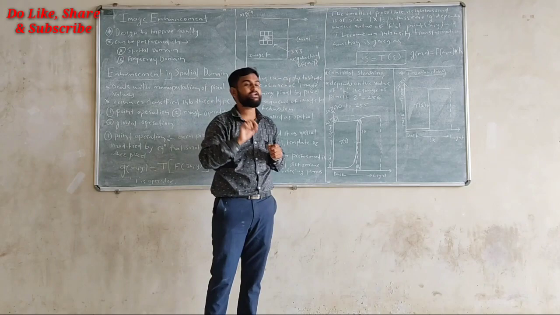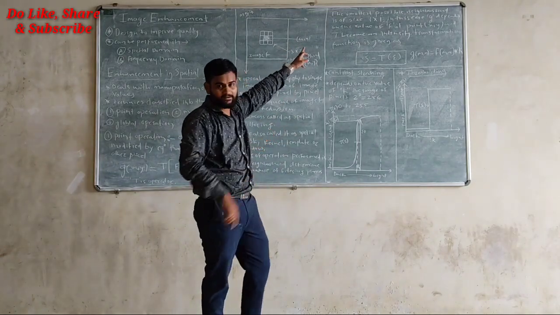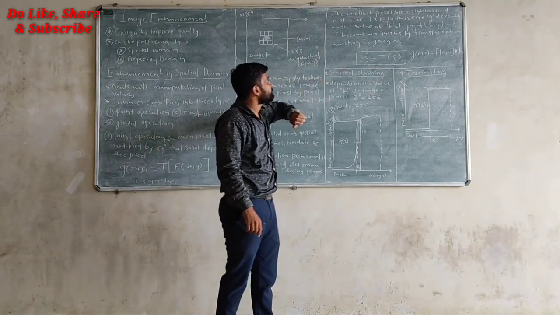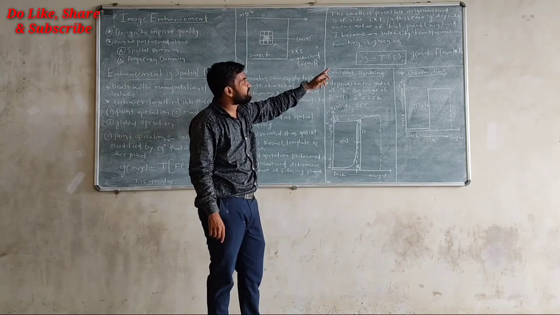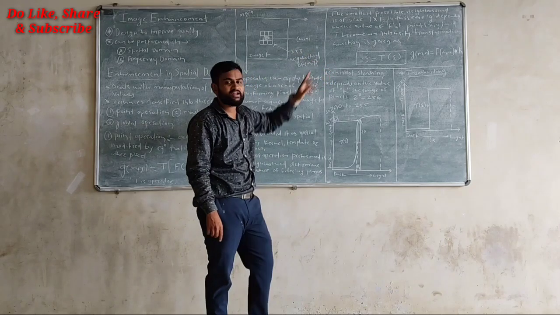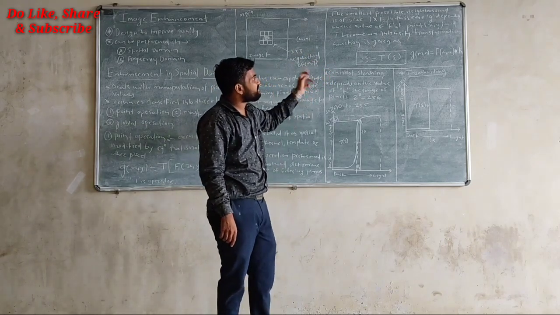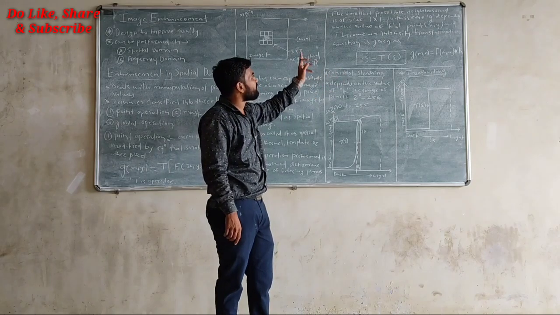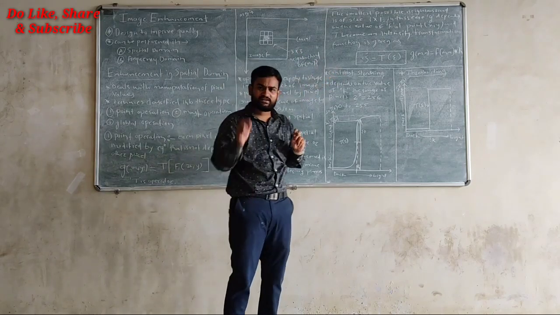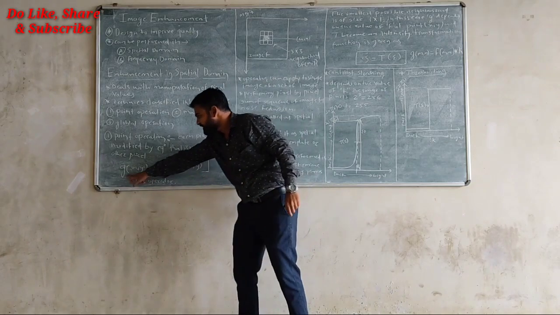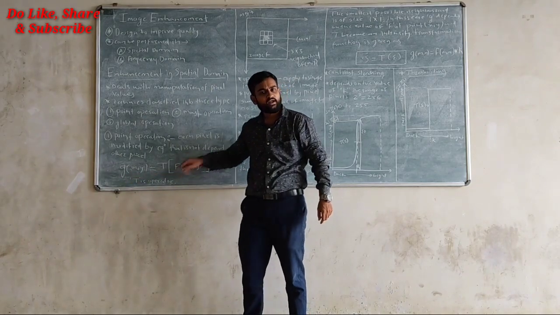If it is 1 into 1, some concentration here, the smallest possible neighborhood is of size 1 into 1. In this case, G depends on the value of F. In this case, the value of G is dependent on the value of F.